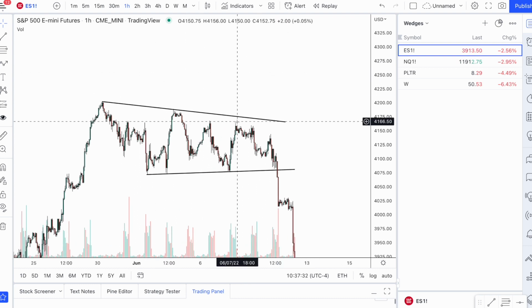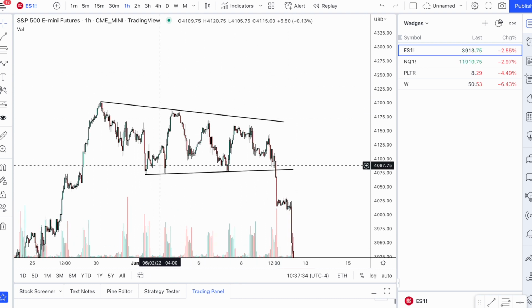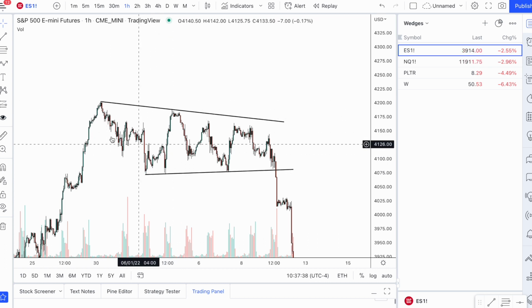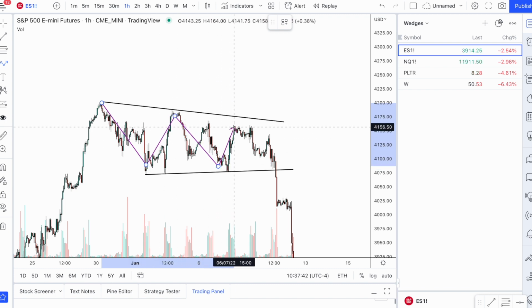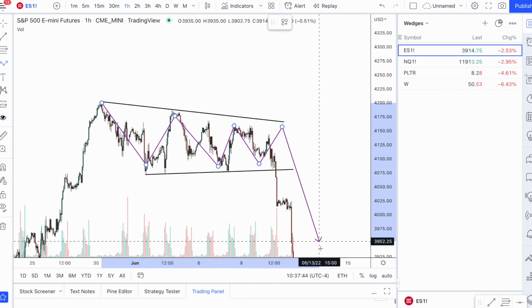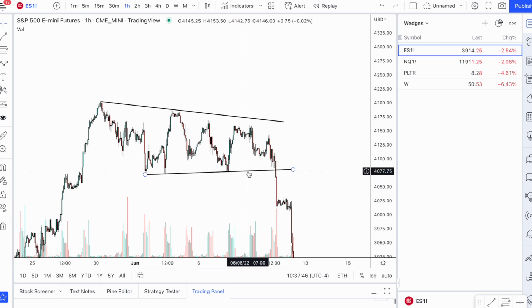So here's an example on ES. It's essentially just when price is making higher lows and then lower highs, right? So you kind of get this wedge formation where price just keeps bouncing back and forth, and then eventually it's going to break one way, right? So in this example, it breaks lower.